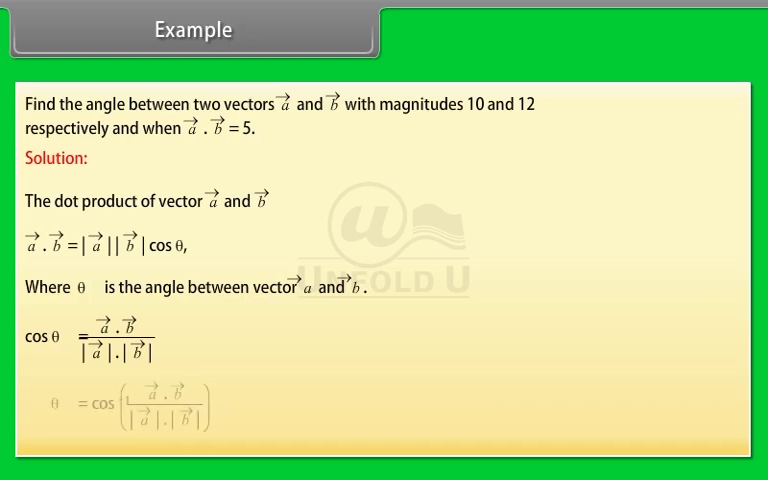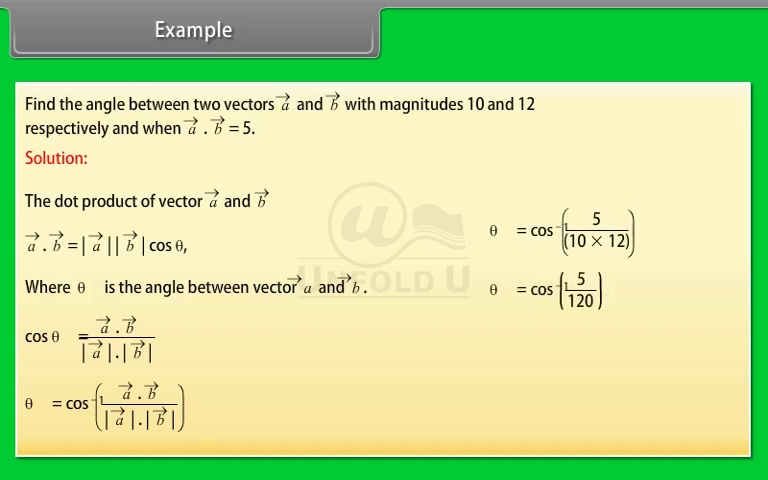Cos theta is equal to the dot product of vector A and B divided by the magnitude of vector A times the magnitude of vector B. Theta equals cos inverse of the dot product of vector A and B divided by the magnitude of vector A times the magnitude of vector B. Theta equals cos inverse of 5 by 10 times 12. Theta equals cos inverse 5 by 120. Theta equals cos inverse 1 by 24. Theta equals cos inverse 0.04167. Theta is equal to 87.61 degrees.